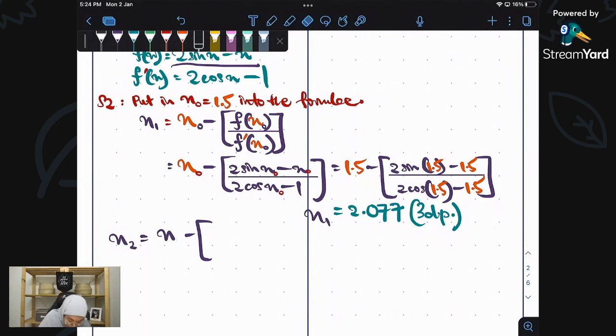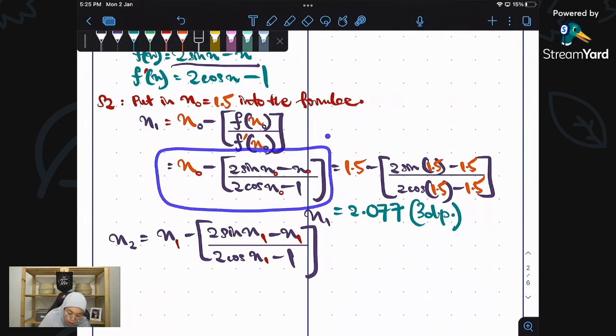Dalam ni sudah pun jadi x1 minus with 2 sine x1 minus with x1 over with 2 cos x1 minus with x1 minus with 1 if I'm not mistaken. Sorry. Yeah, kena ikut bulat-bulat soalan ni ya.